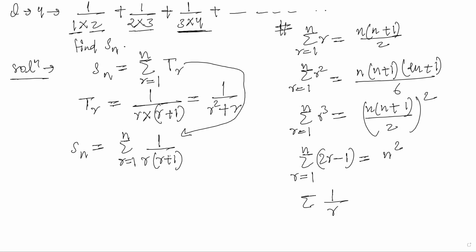So these types of series are called difference series. There's a specific name for them. I already told you that there are so many types of series, but one of the interesting types of series is the difference series. Now why is its name difference?